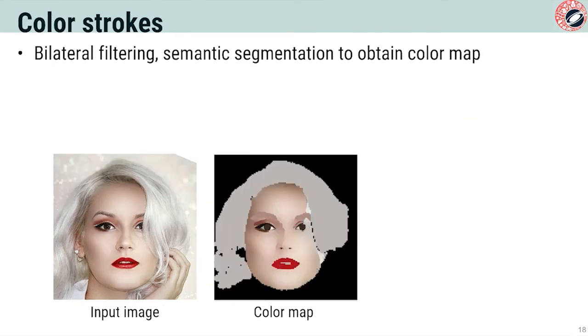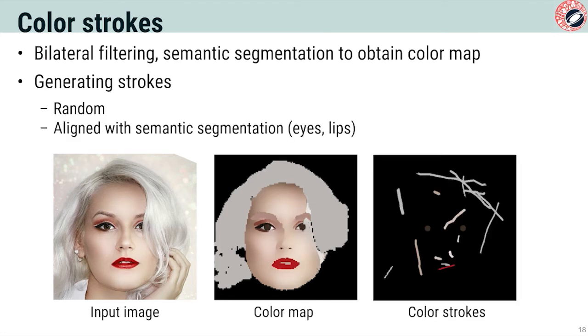For the color strokes, we use a very simple scheme based on bilateral filtering. We also use semantic maps to obtain a rough color map for each semantic part, like eyes and lips. And then we generate random strokes and sample the color covered by these strokes. In addition, we use the semantic segmentation to respect the semantic boundaries when generating these strokes.